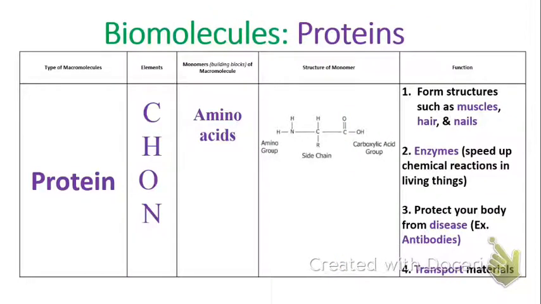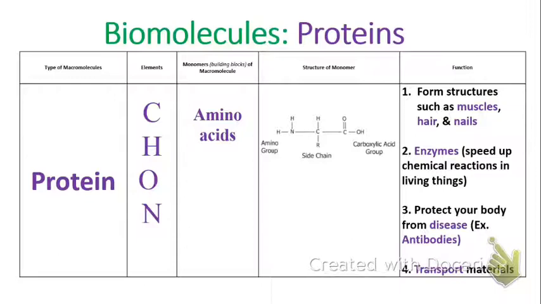So moving on to the rest of your graphic organizer. We have still carbon, hydrogen, and oxygen as our elements in proteins, but we also have N. We have nitrogen. So think CHON for proteins. The monomers, or the building blocks that make up proteins, are called amino acids. And this is what an amino acid looks like. So all amino acids have an amino group, a side chain, and a carboxylic acid group. And they form structures such as muscles, hair, nails, and in other animals also their horns or their hooves.